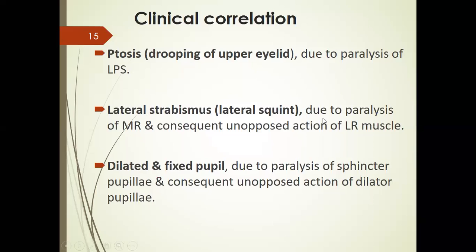So the medial rectus and lateral rectus muscles are coordinated. When the lateral rectus of the right eye contracts, the medial rectus of the left eye also contracts. So when the medial rectus is paralyzed, due to unopposed action of the lateral rectus, the eye will deviate towards the lateral side or towards the ear. So that is called squint or lateral strabismus.